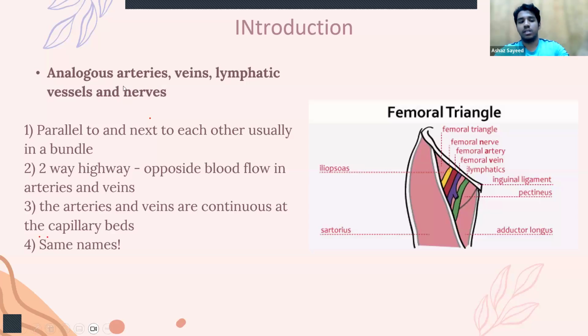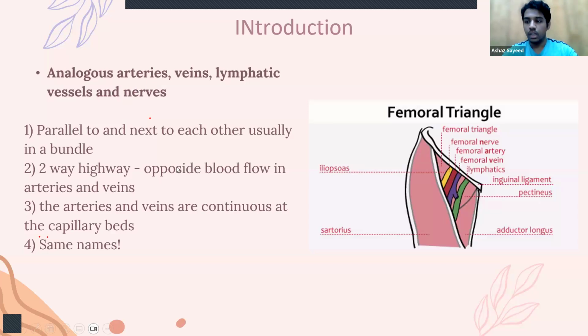So all these structures, your artery, your vein, your lymphatic vessel, and nerves, are all parallel to each other in a bundle. And for the arteries and the veins, the blood flow is in opposite directions. So it's like a two-way highway. When you have a highway, some of the cars move in this direction, and the cars on that side move in the opposite direction. It's the same way. You have opposite blood flow in arteries and veins.